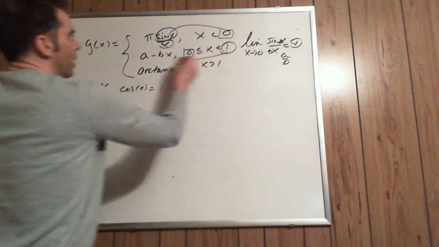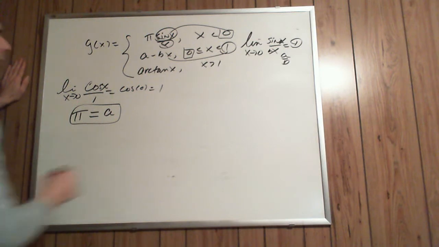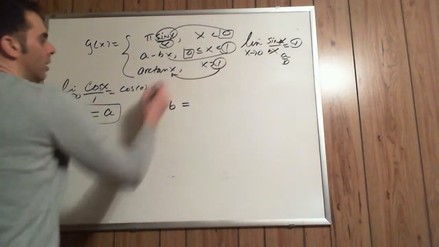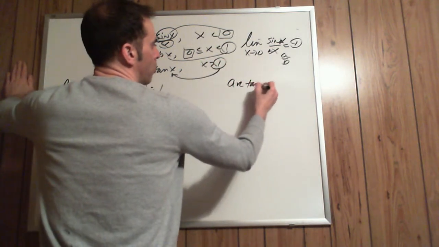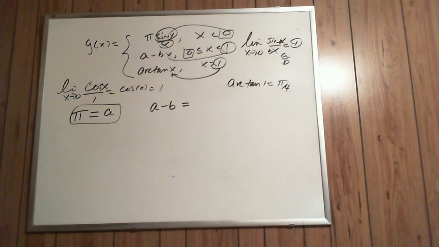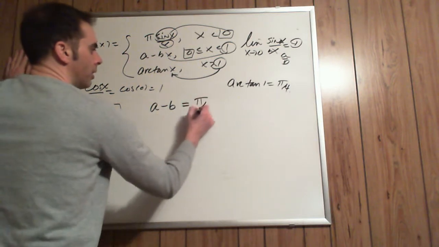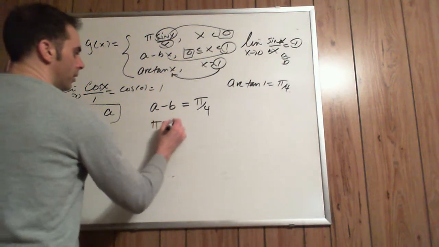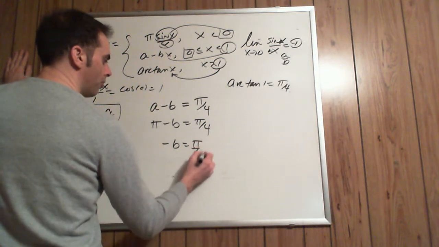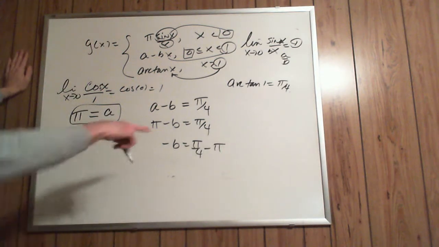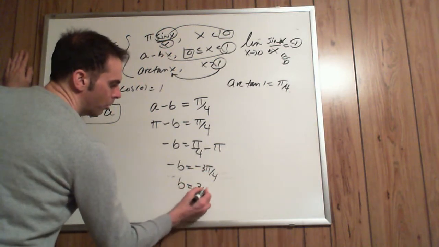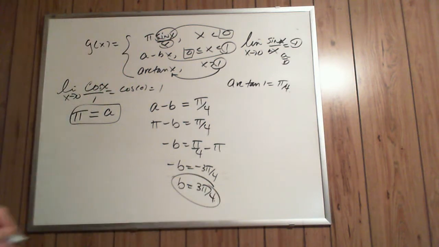Now I can put the 1 in for the x, for the left of 1, take that limit, and I'll get a minus b equals, and if I put 1 into here, arctangent of 1 is pi over 4. So therefore, the angle whose tangent is 1 is pi over 4. So I'll put that here. And I know that a is pi. So then negative b equals pi over 4 minus pi. That's negative 3/4 pi. So b would be equal to 3/4 pi then. So b is 3/4 pi and a is pi.